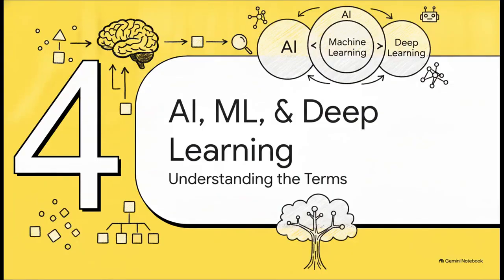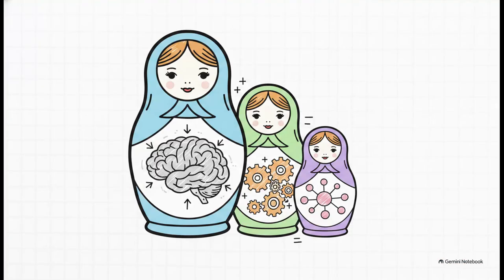Okay, let's look at part 4, AI, ML, and deep learning. We really need to clear up these terms. People use these words interchangeably all the time, but they aren't the same. Think of them like nested Russian dolls. Artificial intelligence is the biggest, outermost doll. That's the broad umbrella concept of programming computers to mimic human intellect.